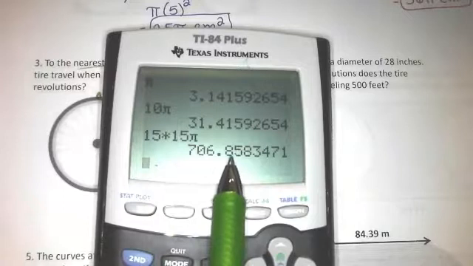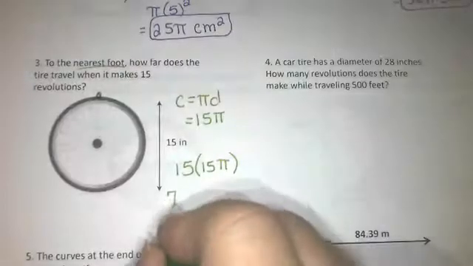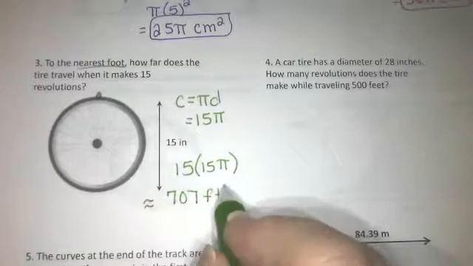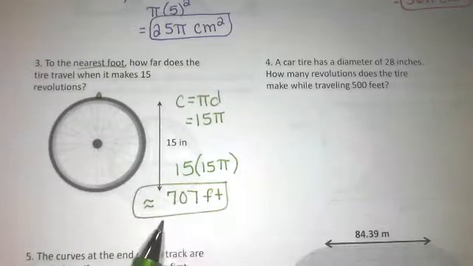Okay, so 15 times 15 pi, 706.8. So to the nearest foot, 707 feet. I'll put a little approximately there since we're rounding off. Does that make sense? Okay, good.